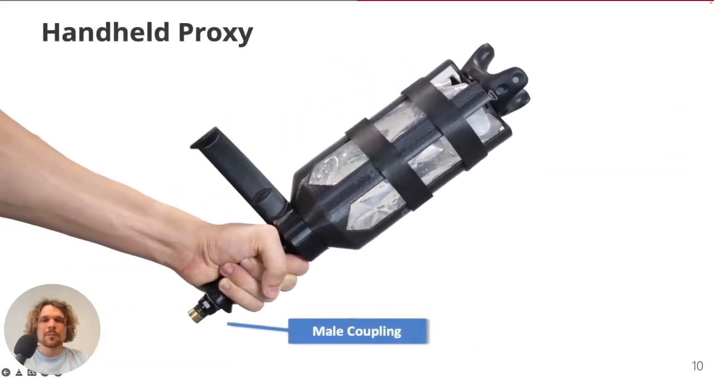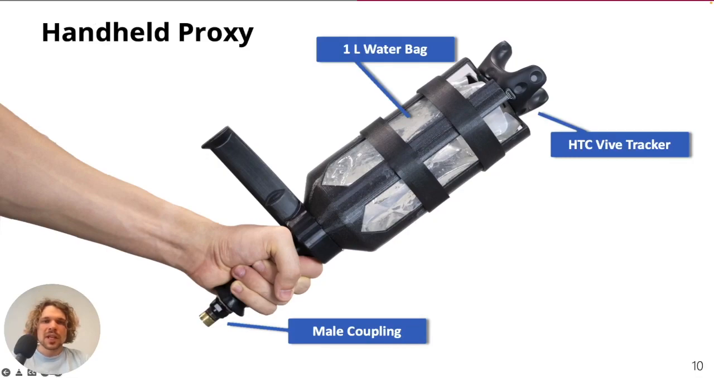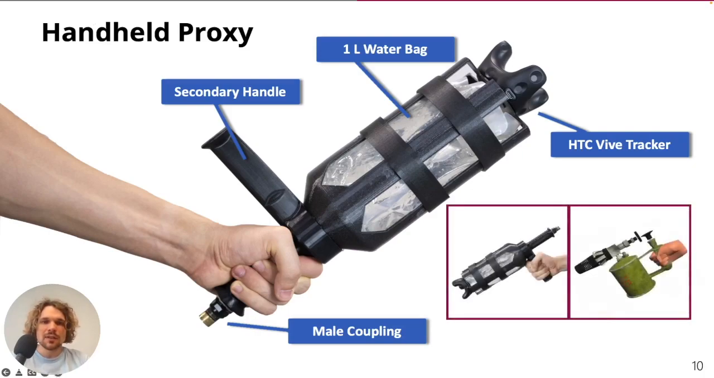The male coupling is integrated into the handheld proxy, which has a capacity of 1 liter. Its rotation and position is tracked using an HTC Vive tracker. The proxy features a secondary handle positioned perpendicular to its primary handle. This enables users to perceive the center of weight at various positions. For instance, in this case of this blowtorch at the front.